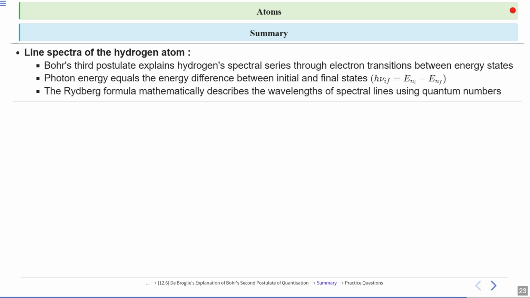Finally, about Rydberg's formula, let us calculate the exact wavelengths of the spectral lines using quantum numbers, which are just whole numbers that label the energy levels. By plugging in different values for the initial and final quantum numbers, we can predict the wavelengths we see in the hydrogen spectrum.